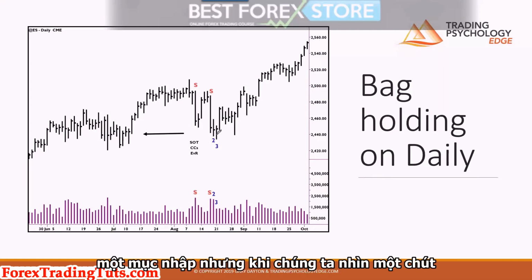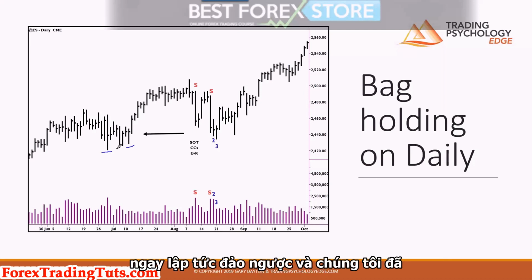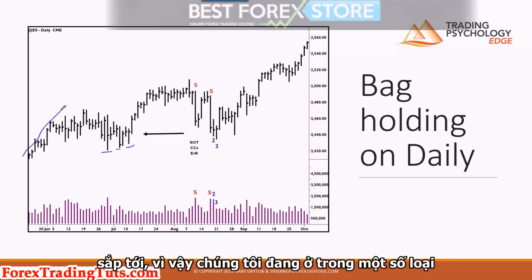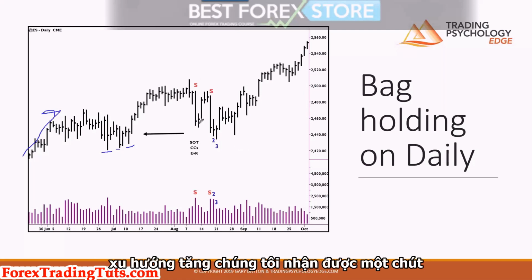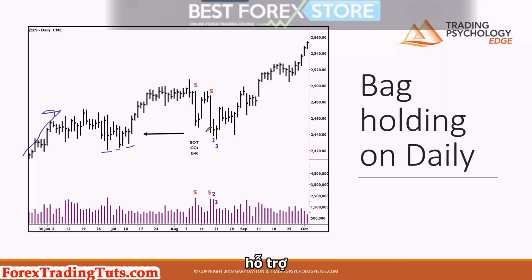But when we look a little bit larger, we see that there was buying over in here. You can see that here and here and here. We try to go down and immediately reverse. And we've been coming up, so we're in some sort of an uptrend. We get a little wacky with some volatility. We come back into support. There's a story there. Okay.